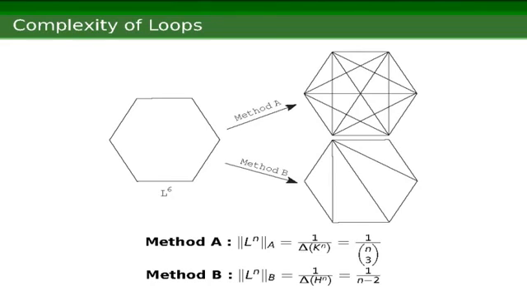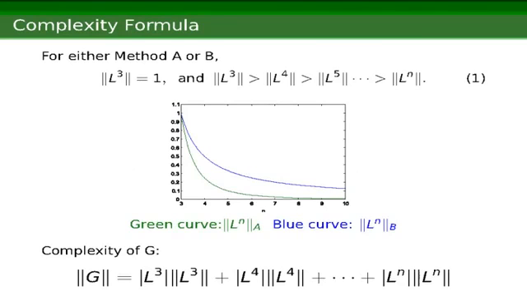Method A we use is to add edges to every vertex to make Ln become a complete graph Kn. So the number of triangles, delta Kn, obtained will be n choose 3. Whereas for method B, we choose only one vertex and then add edges to it to make it connect to every other vertex. So the number of triangles we obtain will be n minus 2. So we use these 2 symbols to represent the complexity of loops when using method A or method B. And it is obvious that for L3, the complexity is 1 for method A or method B.